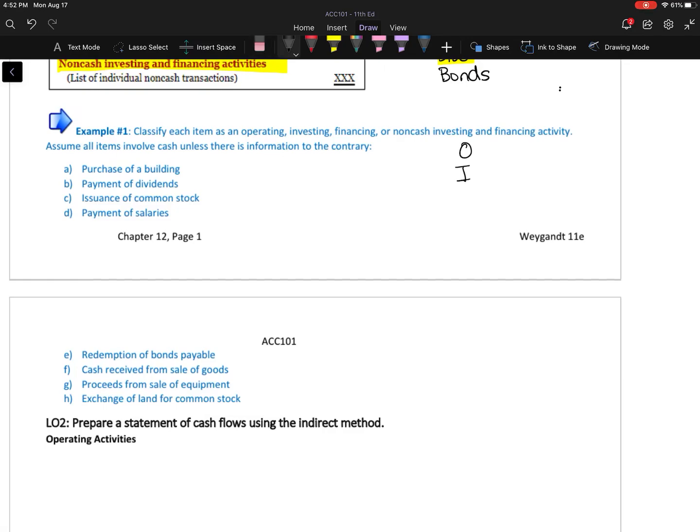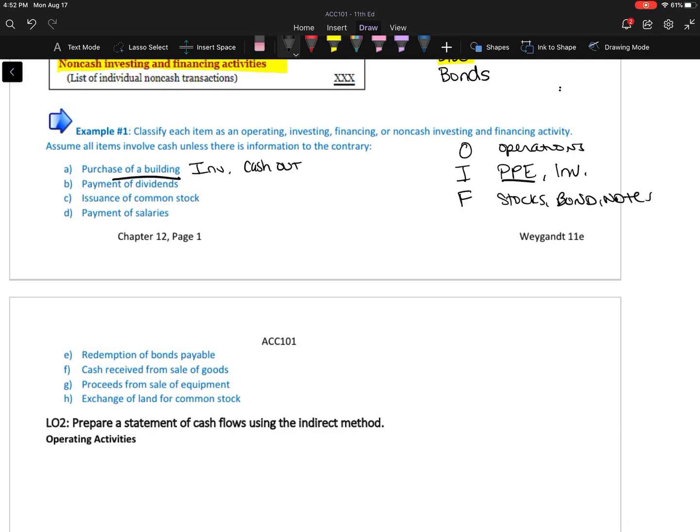So the first challenge of this chapter is to be able to identify where different pieces go. And remember, there's operating, that's everyday operations, investing, which is our long-term assets, property, plant, and equipment, or investments, and financing, which is stocks, bonds, and notes. And these are cash in or cash out.